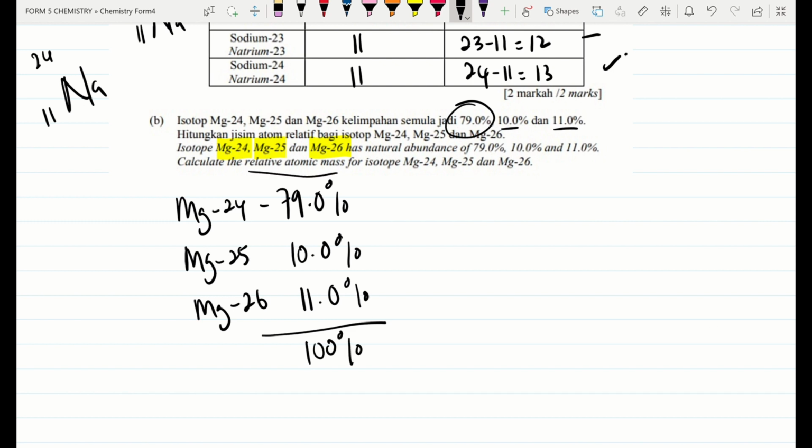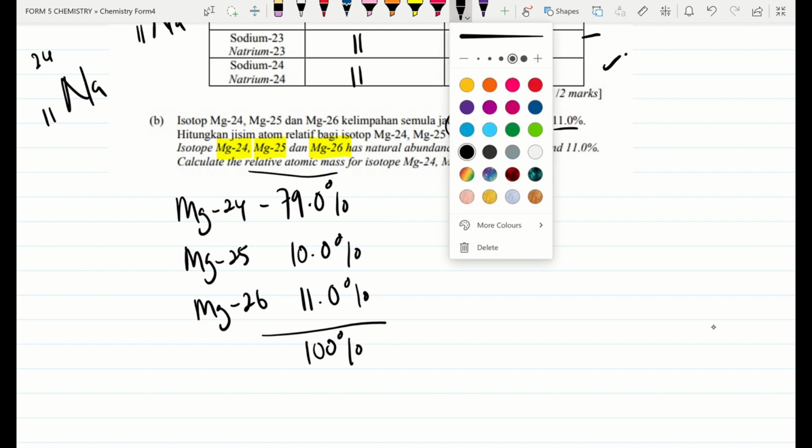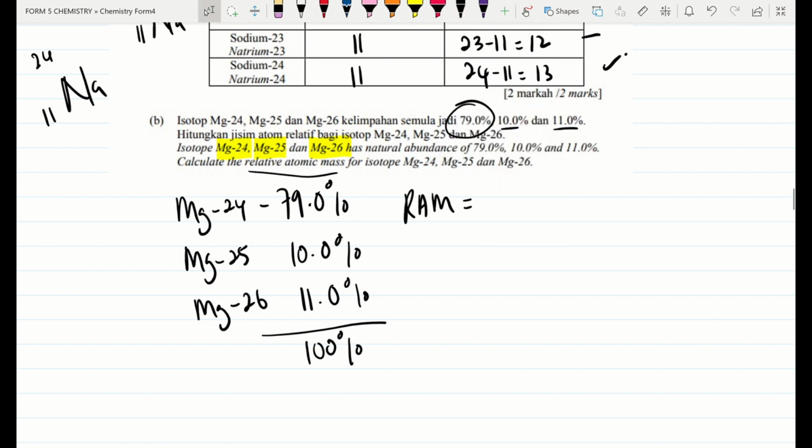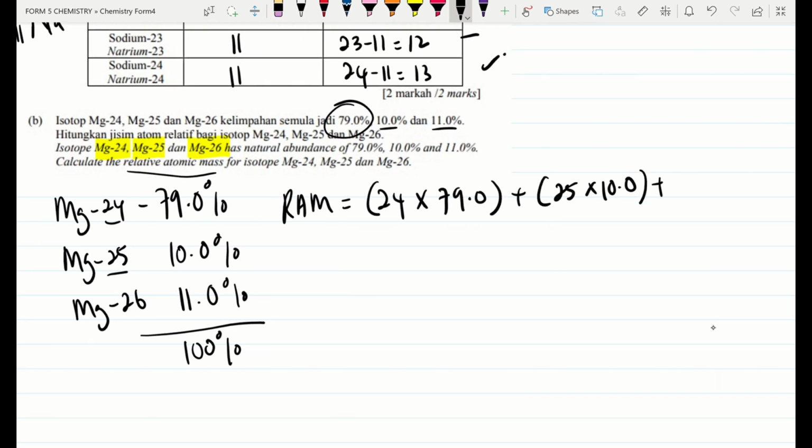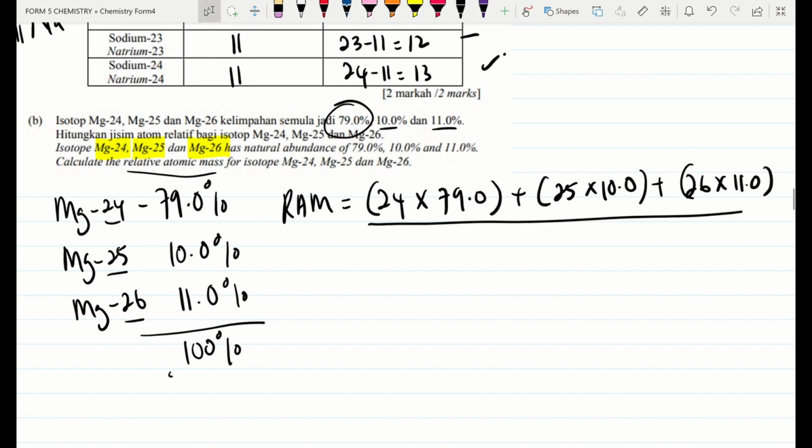And how to find the relative atomic mass of magnesium? I put here RAM of magnesium. We take 24 times 79.0, then we add 25 times 10.0, plus 26 times 11.0. Then we sum up all the percentages, which gives 100 percent, so we divide by 100 percent, and we will get 24.3. So this is the answer, the RAM of magnesium.